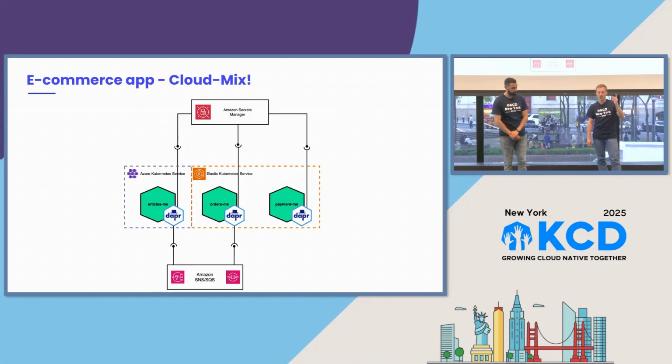And here is where it gets really interesting. Imagine for regulatory purposes, you have to run the article microservice on Azure and the orders and payment microservices on AWS. Dapr makes it trivial to do so. Why? Because each microservice can have its own Dapr component configurations, allowing for a true multi-cloud deployment without having to change the code base.